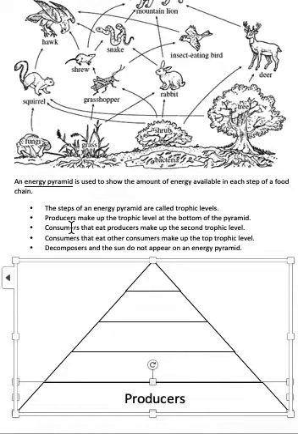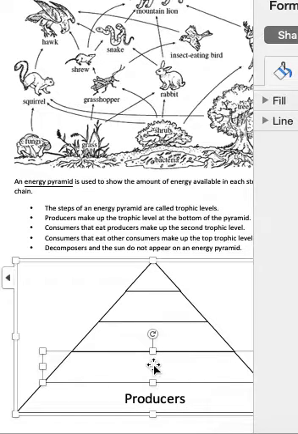Next up here, it says consumers that eat producers make up the second trophic level. If we remember what consumers that eat producers are called, I'm going to give you a second to think. See if you can write it down before me. We're going to try and remember what are consumers that eat producers. If you don't have it yet, I'm about to type it in. So as a reminder, consumers that eat producers are called herbivores. There we go. Herbivores are things that eat plants or producers. That comes in at the second level.